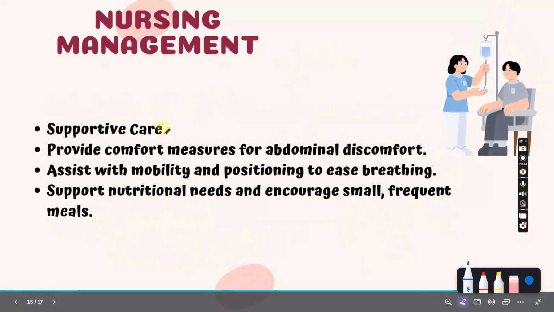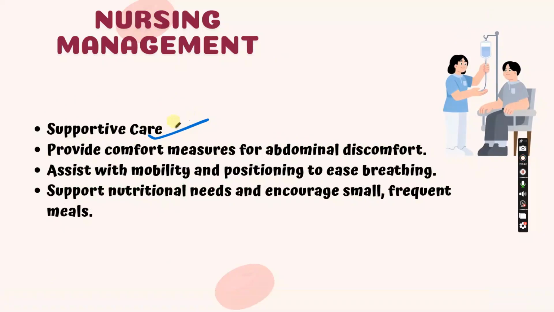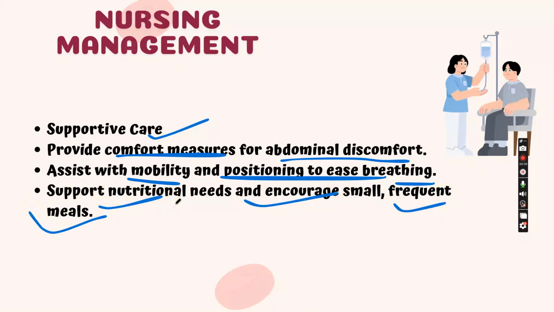Next we got supportive care. Okay, assist the patient in daily activities, provide comfort measures for abdominal discomfort. You can provide them comfort devices, assist with mobility, positioning to ease breathing. Sometimes you can also ambulate the patient. Then there are supportive nutrition needs and encourage small frequent meals. The patient will complain that he or she cannot eat normal meal sizes, so just go for small frequent meals.